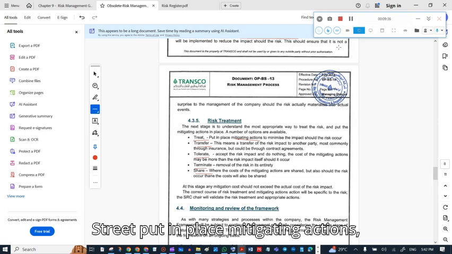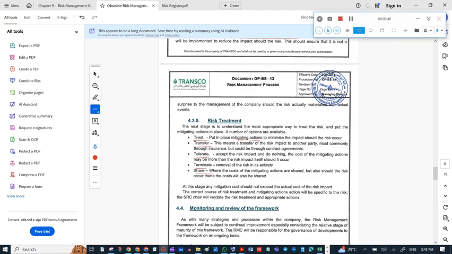So that is treat. Just put in place mitigating actions. What is transfer? It is transferring risk impact to another party, most commonly through insurance, but it should be as per the contract agreements. Tolerate: accept the risk impact and do nothing.